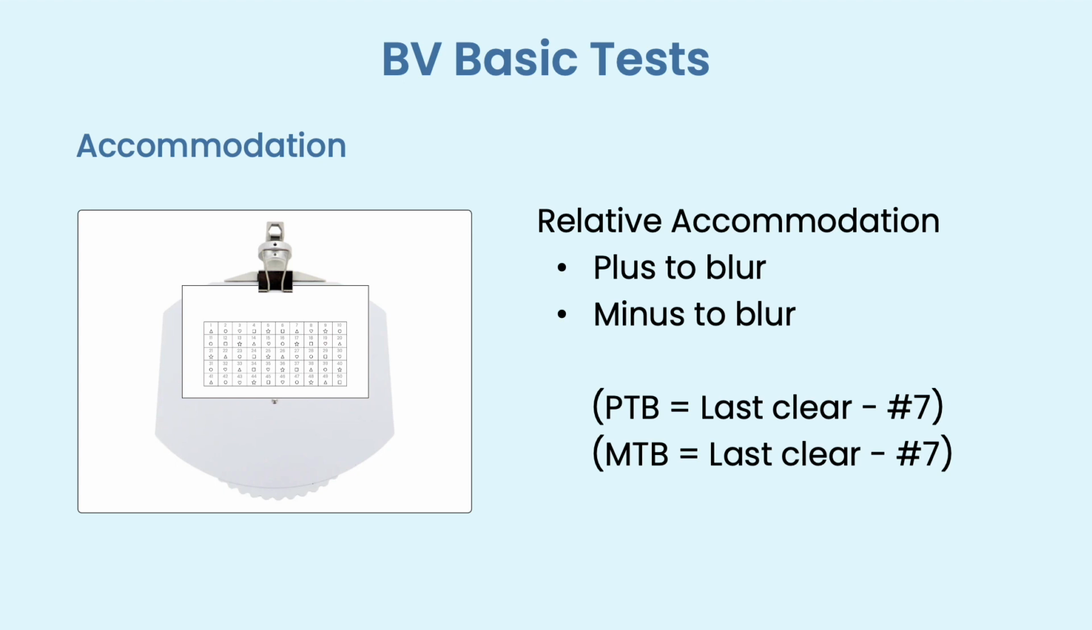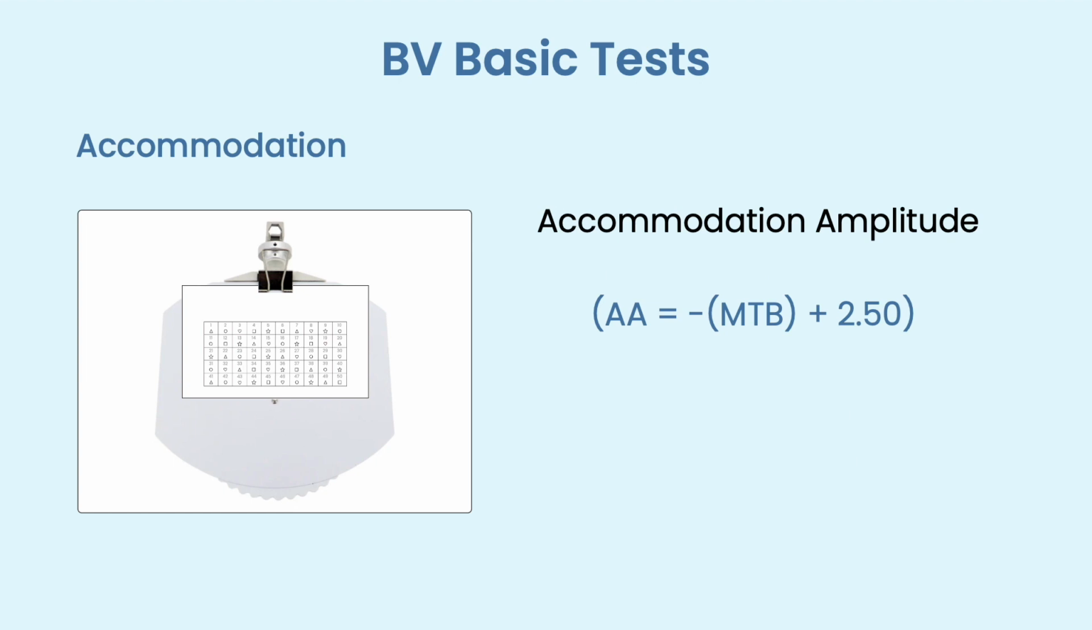With positive relative accommodation, you increase accommodation by adding minus to blur. Because we do this at 40 centimeters, we measure the total amount of accommodation that can be produced over and above the 2.50 that is already produced to see at 40 centimeters. Therefore, if we add +2.50, we have the total amplitude of accommodation if we use the minus lens method.